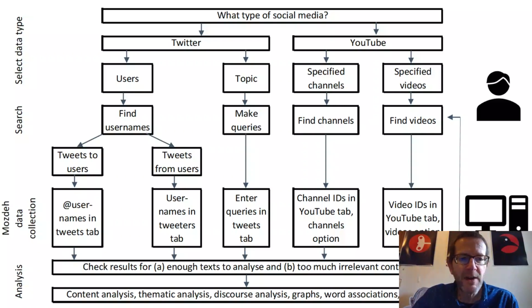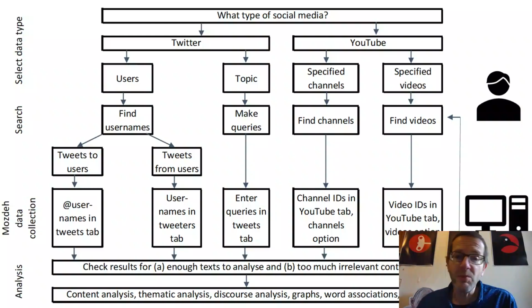Then the final stage is some kind of analysis of the data that you collected. In other words, some kind of way to get meaning from the tweets or the comments that you collected. So you might use a formal method like content analysis, social science research methodology, or thematic analysis, or discourse analysis. If you've got a lot of data, you might just draw graphs of the data.